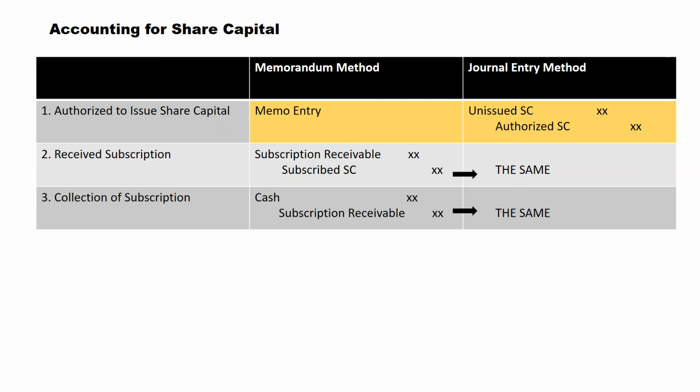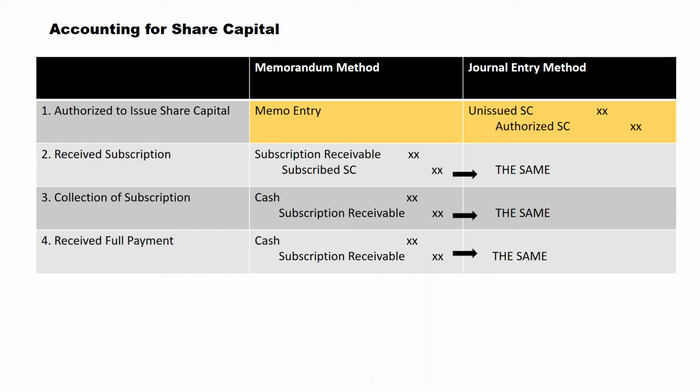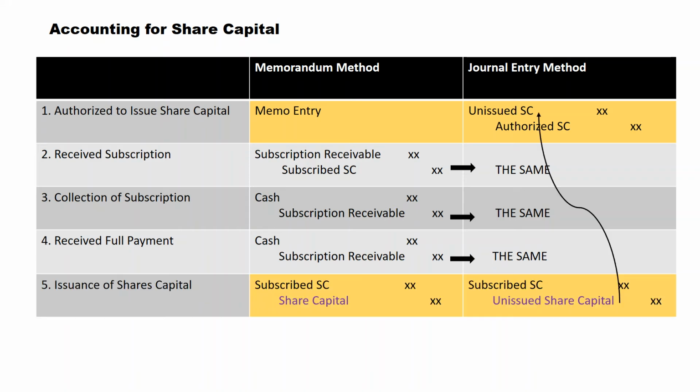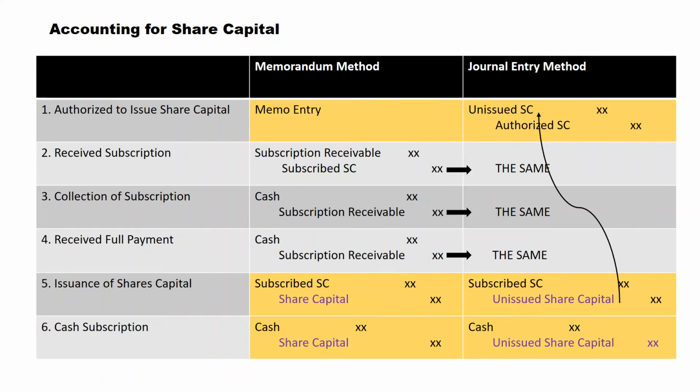For the third transaction, collection of subscription. The same entry under memorandum method and journal entry method, which is debit cash, credit subscription receivable. Next transaction, receive full payment. The same entry for memorandum method and journal entry method, which is debit cash, credit subscription receivable. Next transaction, issuance of share capital. Under memorandum method, we debit subscribed share capital, credit share capital. Under journal entry method, we debit subscribed share capital and credit unissued share capital. For the last transaction, which is the cash subscription, under memorandum method, we debit cash, credit share capital. Under journal entry method, we debit cash and credit unissued share capital.